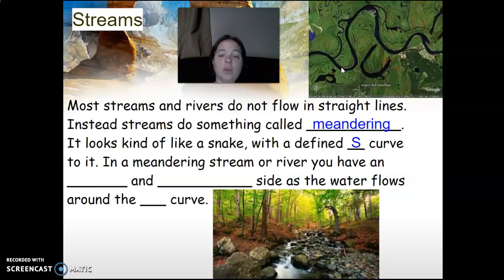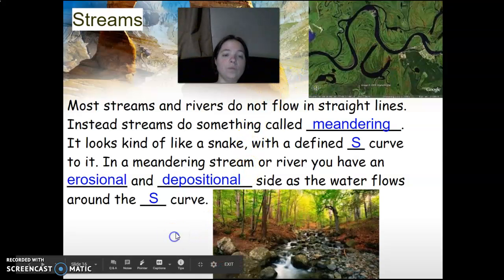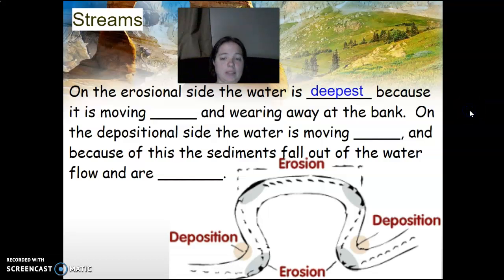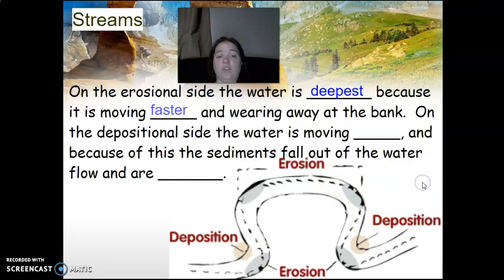In a meandering stream or river, you have an erosional and a depositional side as the water flows around the S curve. So there are going to be some sides where it wears away at the side, and then sides where it's going to add stuff to it. On the erosional side, the water is deepest. So on the outer curve, it is going to be the deepest because it is moving faster.